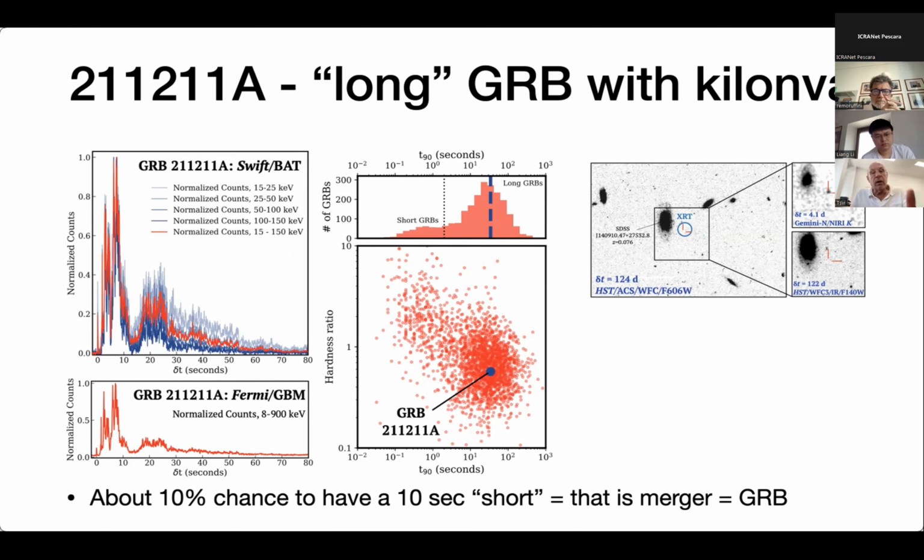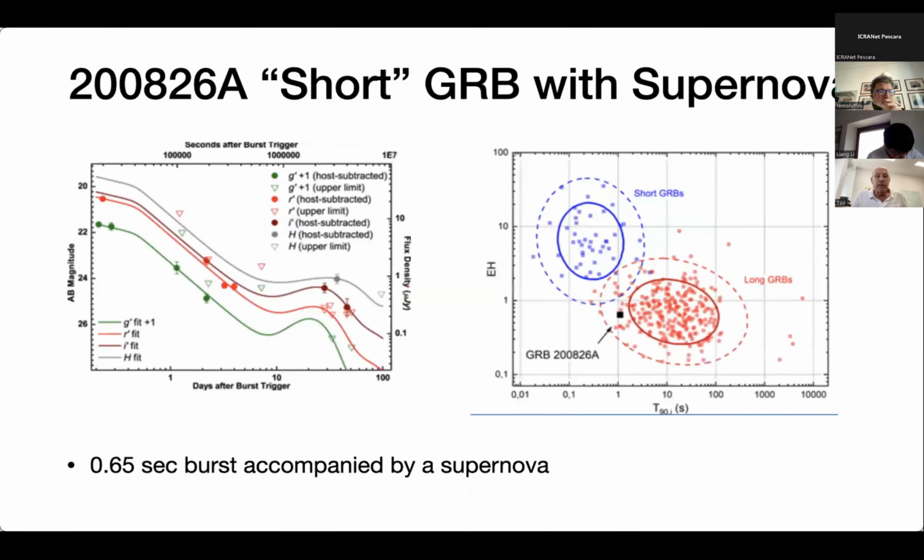This was a prediction from about 10 years ago, that some of the short bursts are collapsars and some of the long bursts are mergers, and vice versa. Again, a second Nature paper: short GRB with a supernova. There is nothing surprising here. Again, this is a burst of 0.65 seconds in Swift. This is exactly on the boundary, from the point of view of Swift, between collapsars and non-collapsars, and this is exactly what one should have expected.